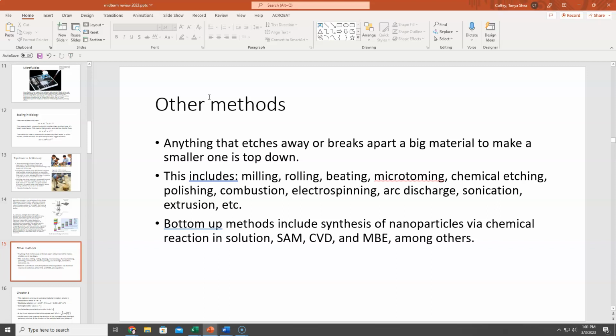Bottom-up methods of synthesis include some of the ones that we did in lab, chemical reactions in solution, right? So we made nanoparticles in the lab using chemical reactions in solution. Self-assembled monolayers, SAMs, chemical vapor deposition, CVD, and molecular beam epitaxy, MBE, are some of the bottom-up methods.